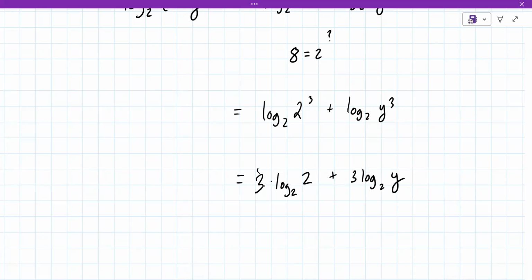Good. Now, are there any other simplifications that you can make here? What about when the base is the same as the argument? The base is the same as the thing you're taking the log of. That would be 1, right? So what does this first term become? So it would be 3 times 1, basically. Or just 3.